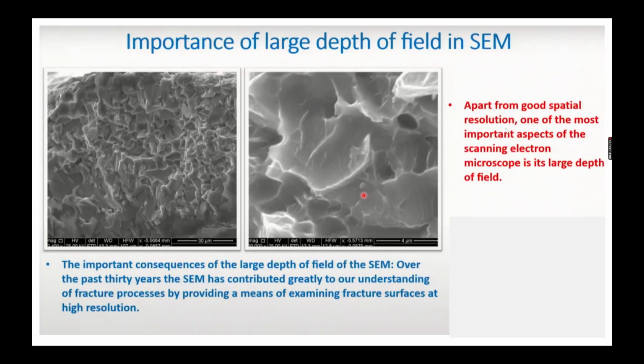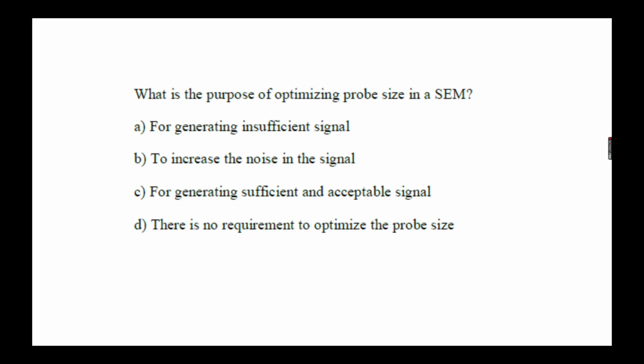This is also because of your large depth of field. Apart from a good spatial resolution, one of the most important aspects of a scanning electron microscope is its large depth of field. This image is, I think, at high magnification. Here you can see the working distance is also very important. Working distance should be high, and for depth of field we usually keep around 20 mm, so you can get a good depth of field. That's the reason we go for the large depth of field to examine the fracture surface.